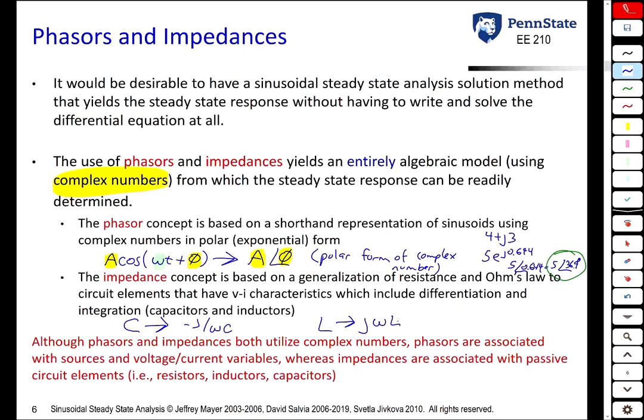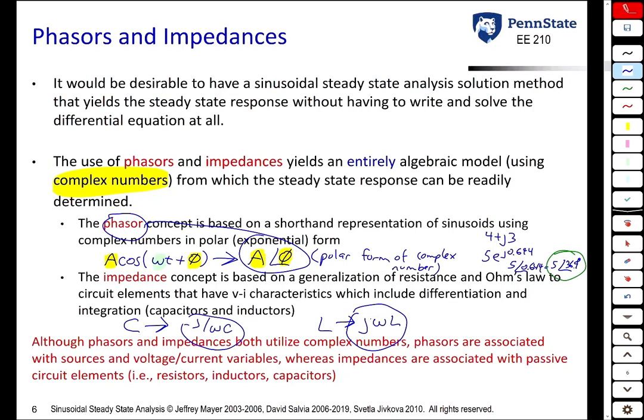So rather than having resistors with values of 10 ohms or 20 ohms or 30 ohms, you're going to have capacitors of value minus j 10 ohms, minus j 20 ohms, minus j 30 ohms. And you will have inductors of value plus j 10 ohms, plus j 20 ohms, plus j 30 ohms. So once again, we haven't gotten there yet. We'll get there in a few slides. But the bottom line is phasors are going to use complex numbers in polar form, and impedances are going to use complex numbers in rectangular form.